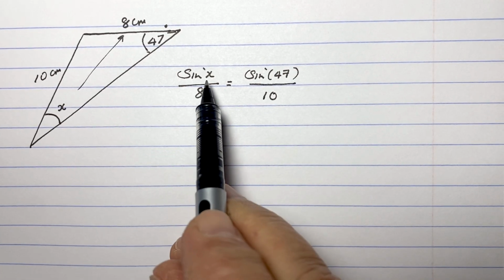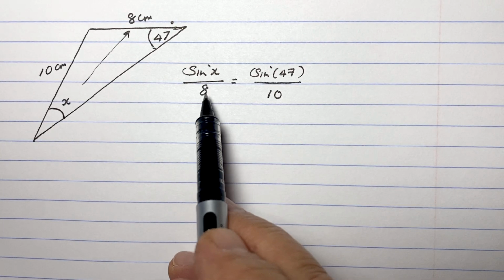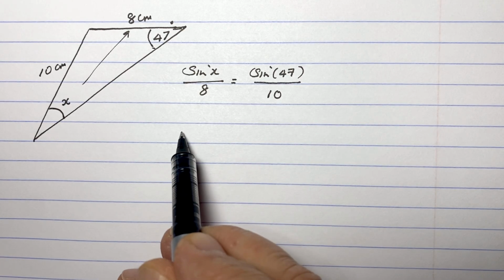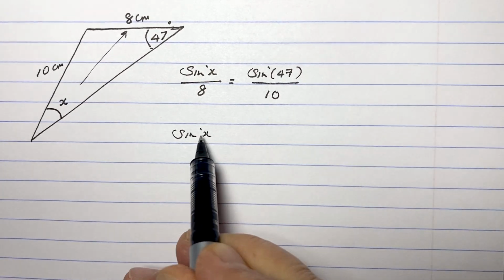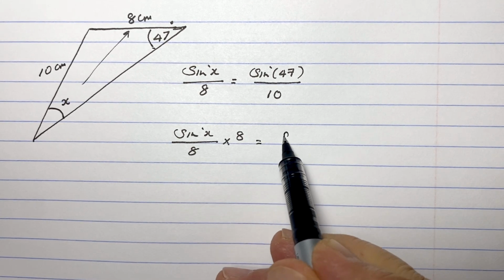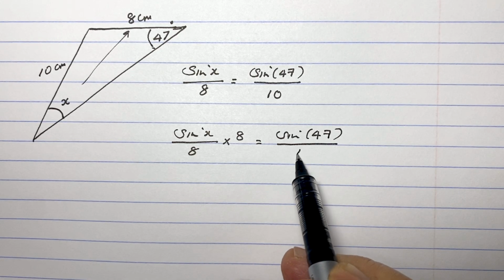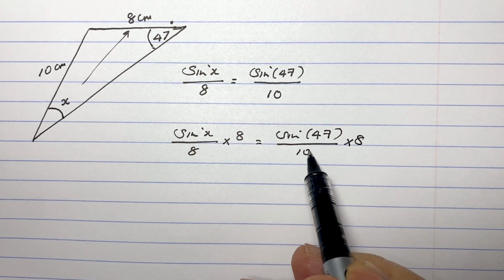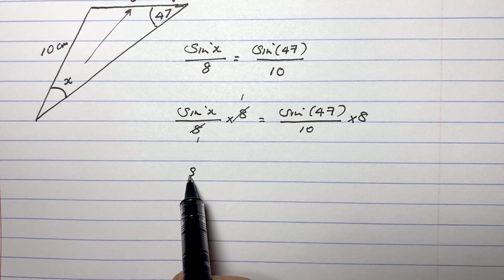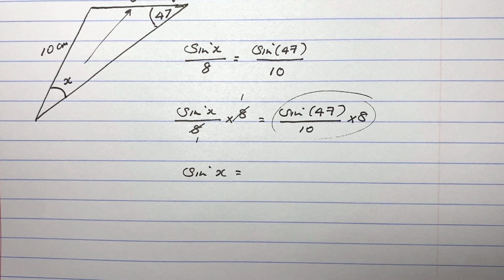In order to find x, I have to find sine of x first. And in order to find sine of x, I need to get rid of divide by 8 by multiplying both sides by 8. So just go through the procedure. Times by 8. And you can see that 8 and that 8 cancel. So we have sine of x equals whatever that value is.